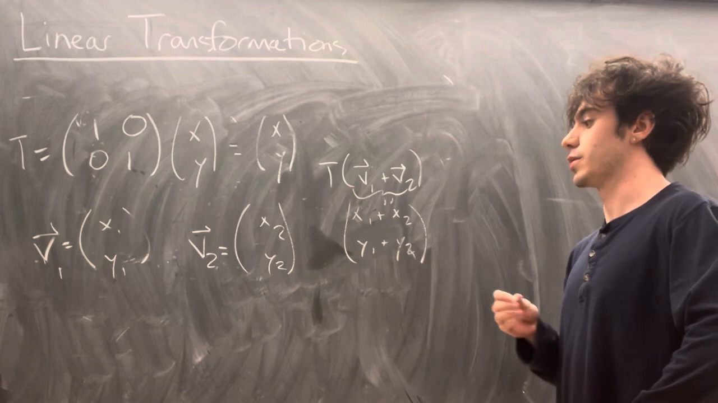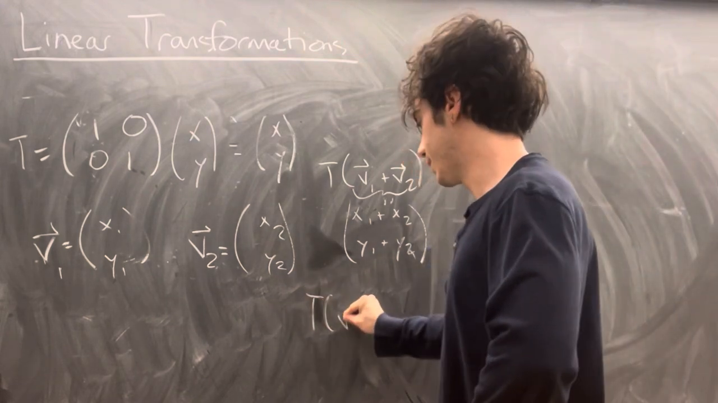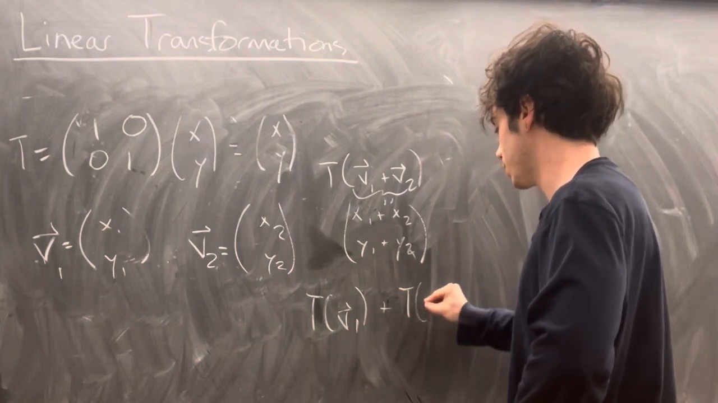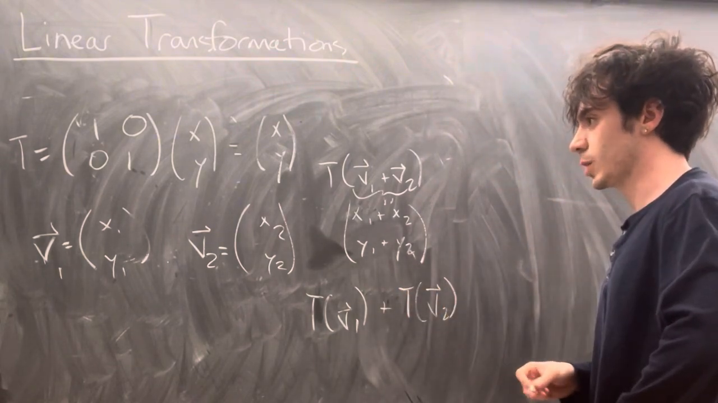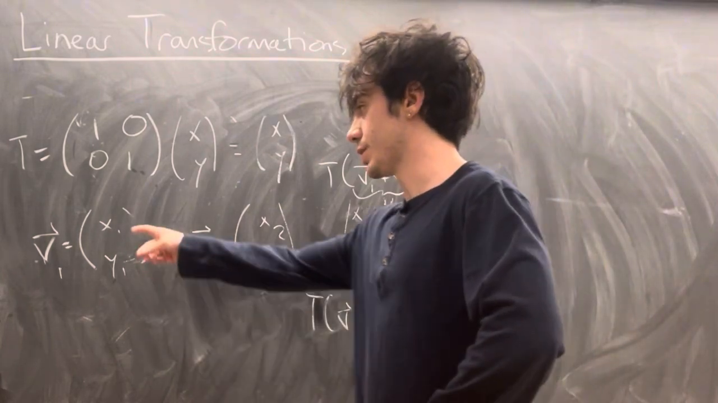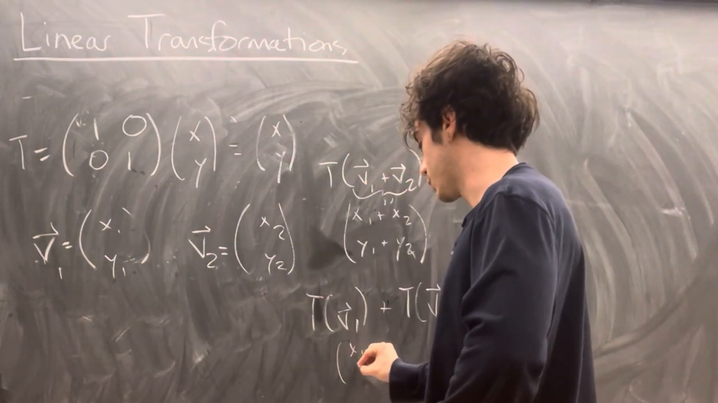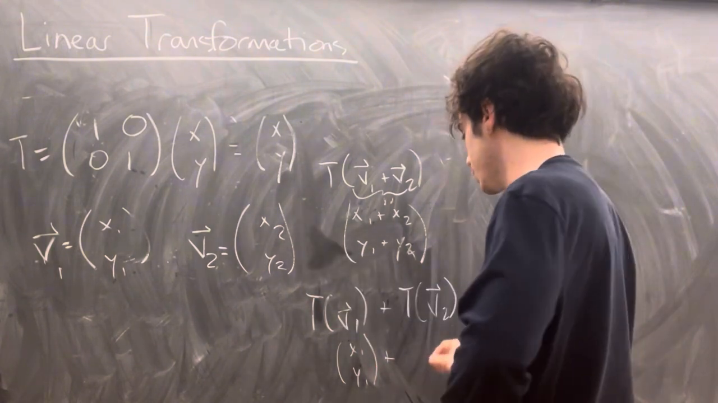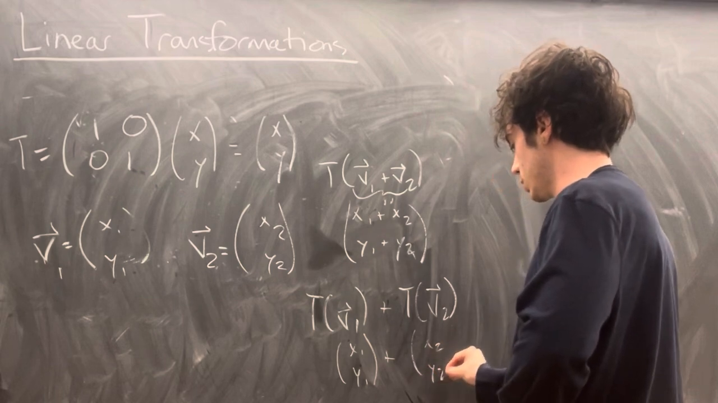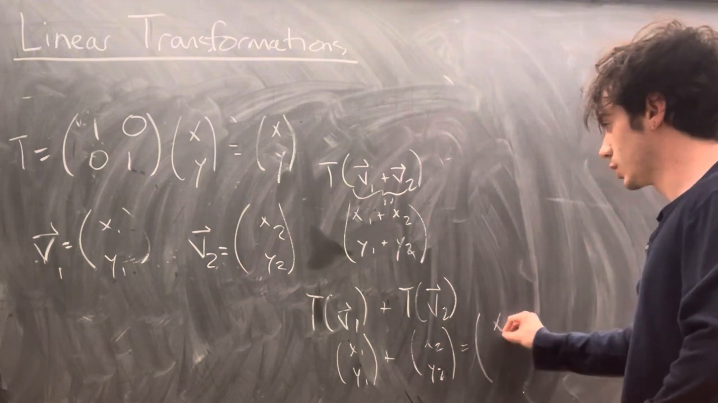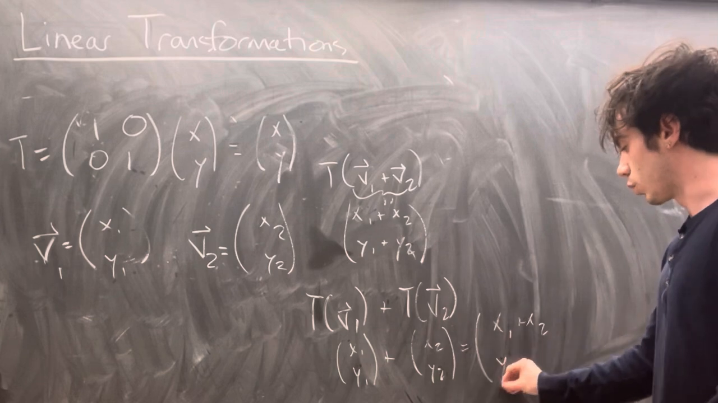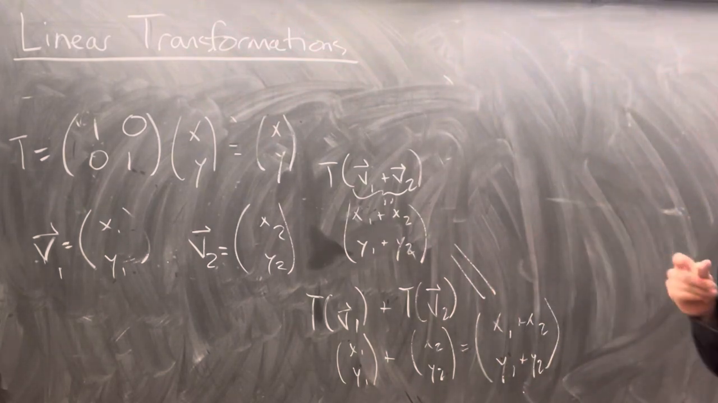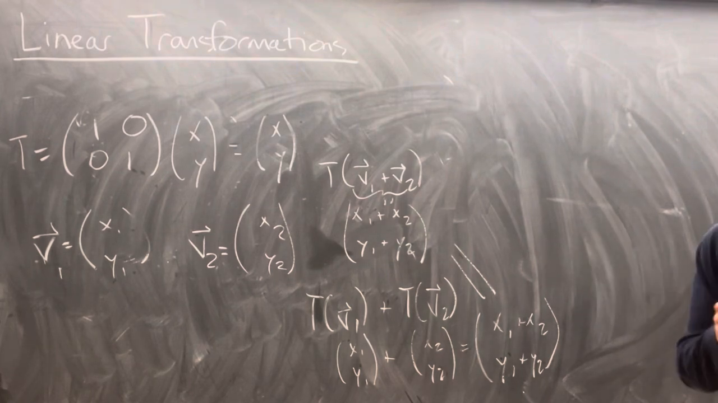And then we're going to try it on the two vectors separately and add them together and see if we get the same thing. So if we do T(v1) + T(v2), let's think about it. T(v1) is going to give us (x1, y1), plus T(v2), which is going to give us (x2, y2). And of course, that's going to give us (x1 + x2, y1 + y2). And these are equal. So the first condition is satisfied, the addition condition.